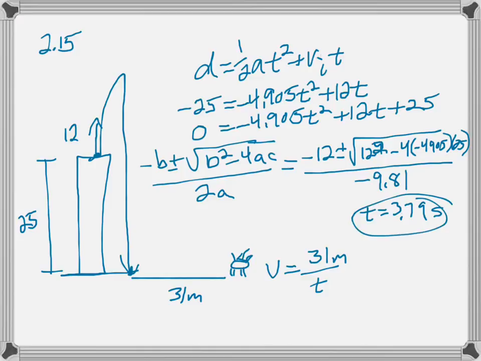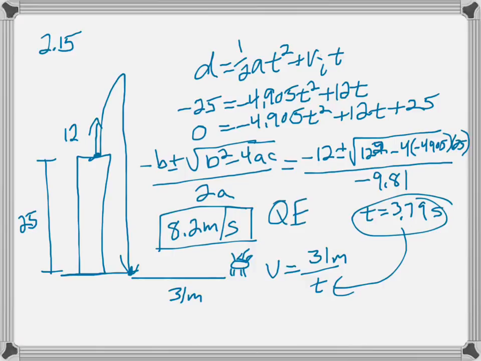And we're going to take that time and put it into here. We take 31 divided by 3.79 seconds, and we get an average velocity of this porcupine of 8.2 meters per second, which of course is ridiculous because the average porcupine's max speed is probably about 1 meter per second. That's about it. Hope you understand that problem.